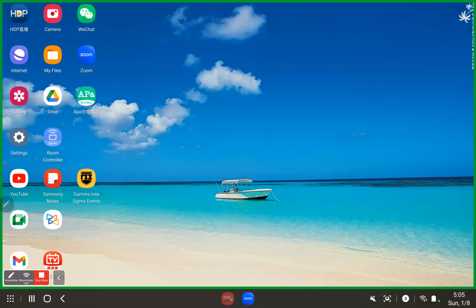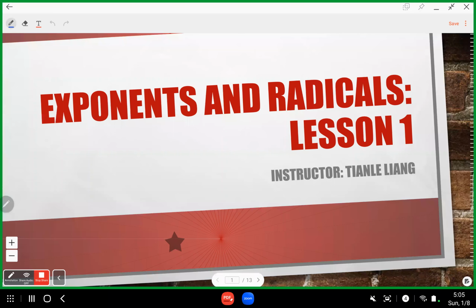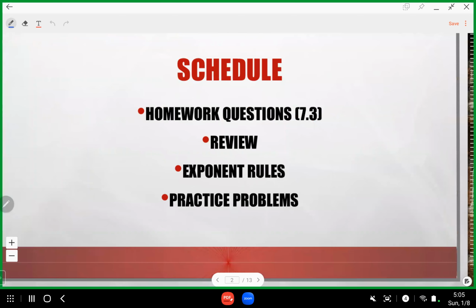So we are starting a new unit today on exponents and radicals. All right, this is lesson 1. Our schedule: we're going to review the homework questions from 7.3 that you did, and I saw a lot of you turned it in. Doing that, we're going to review the concepts we learned last time.